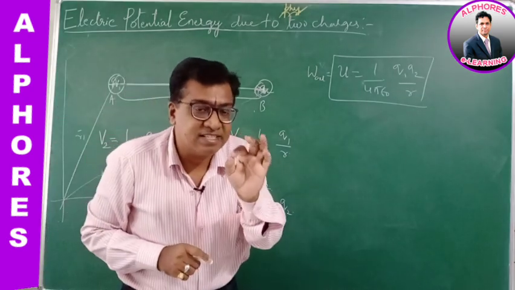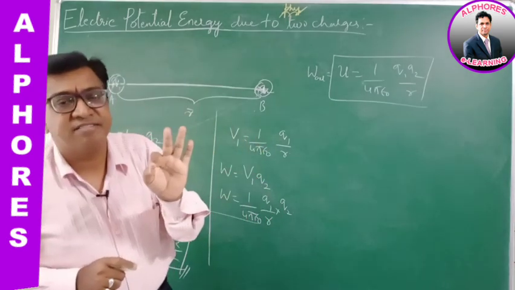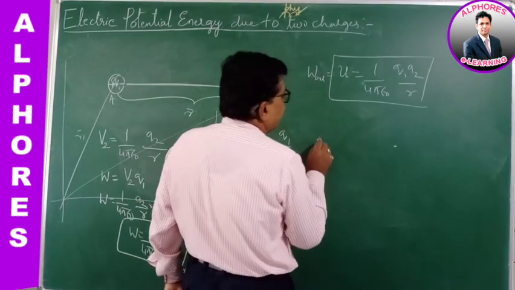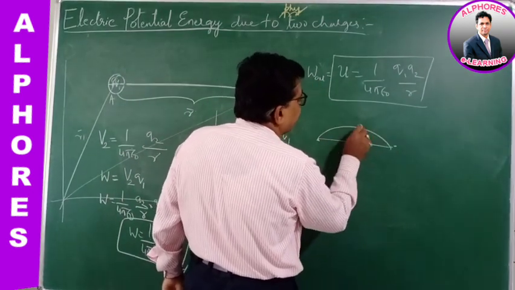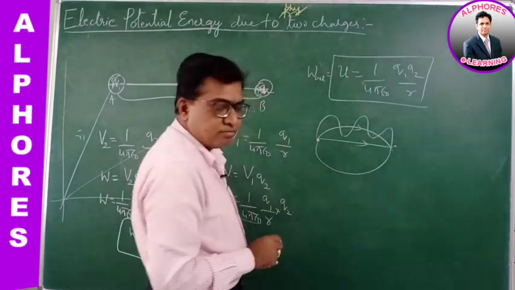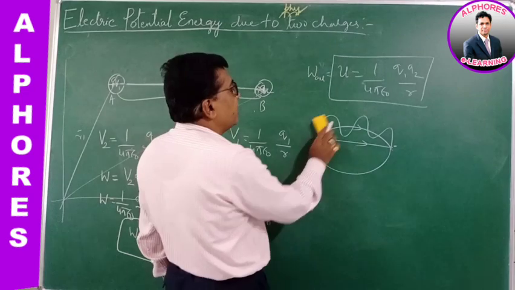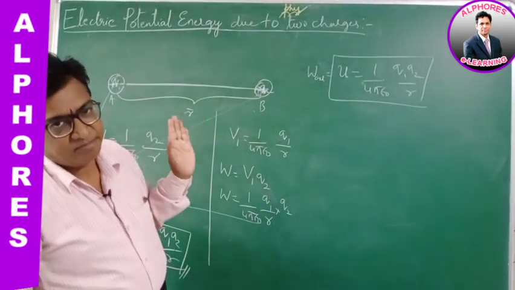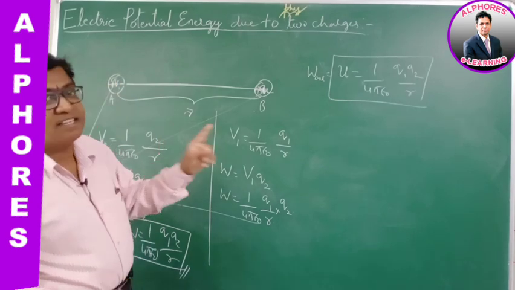Electric field is a conservative field. In a conservative field, work does not depend on the path. Whether you move the charge from here to here directly or along a path like this, or whichever way you move, the work done is the same. Work done does not depend upon the path followed, it only depends upon the displacement between them. It is a conservative field.